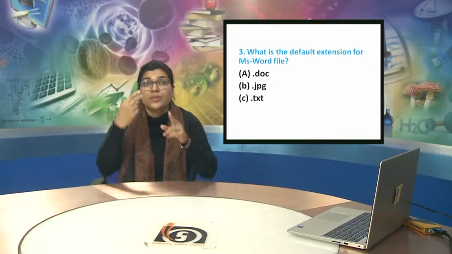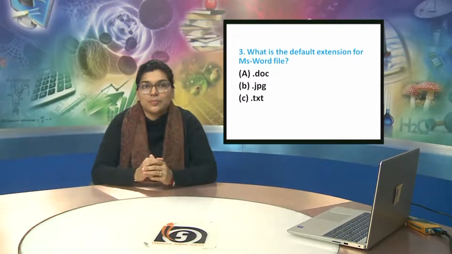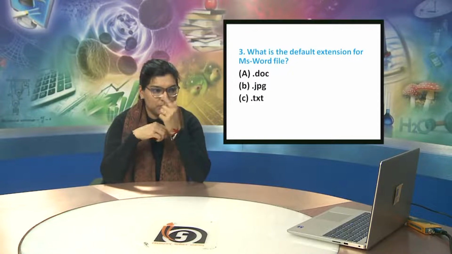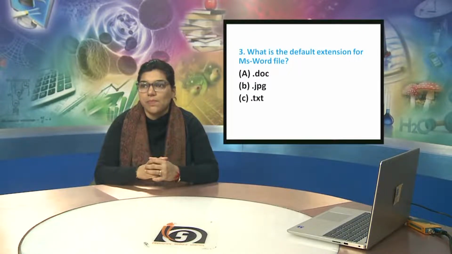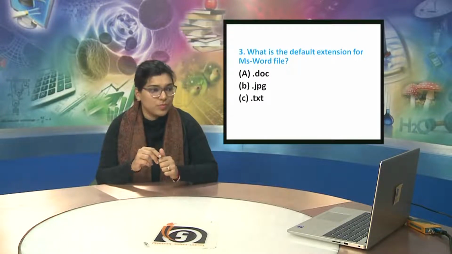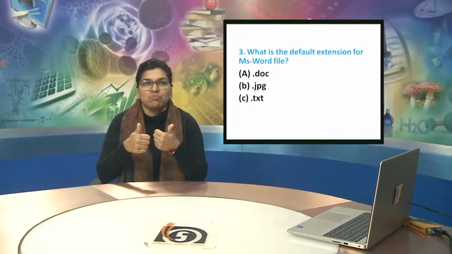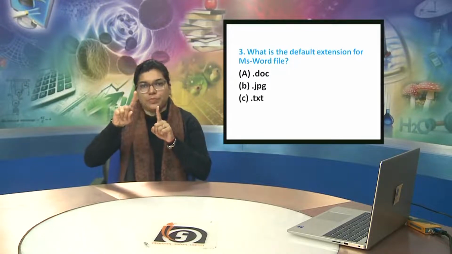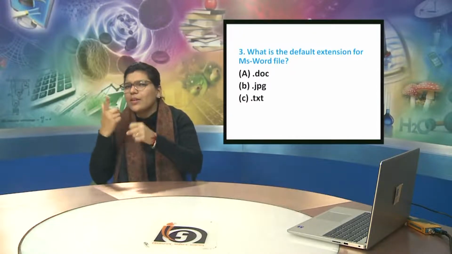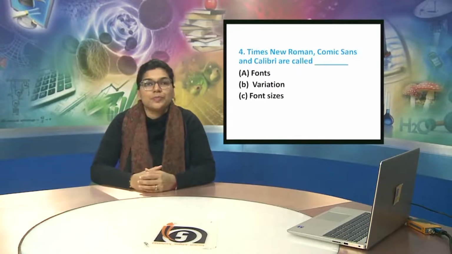Part A, .doc. Part B, .jpg or Part C, .text. What do you guys think is the right answer? Please write it in the chat box. All of you have chosen option A as the right option. You are right, but what is the meaning of JPG? It is related to images.